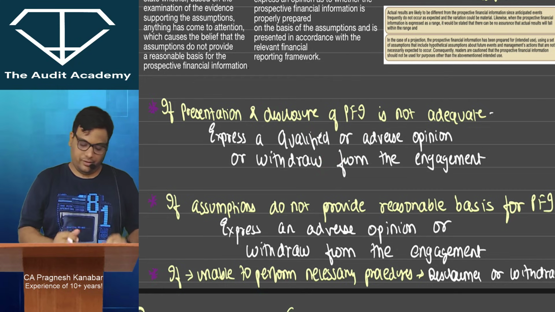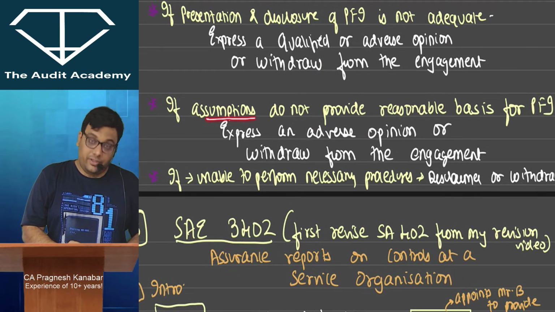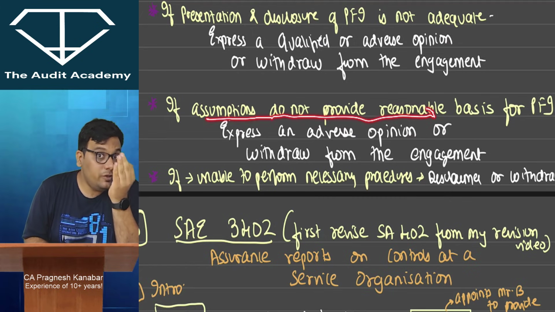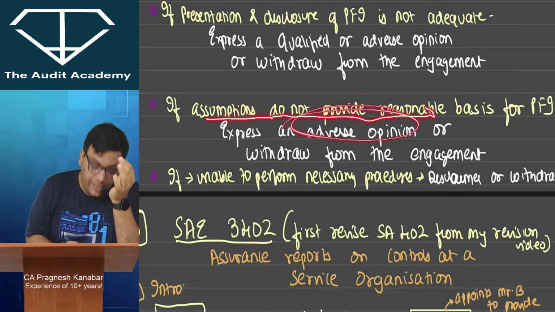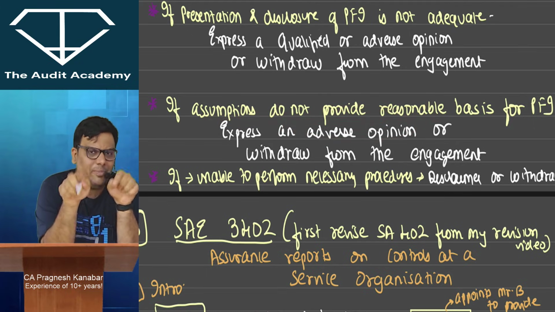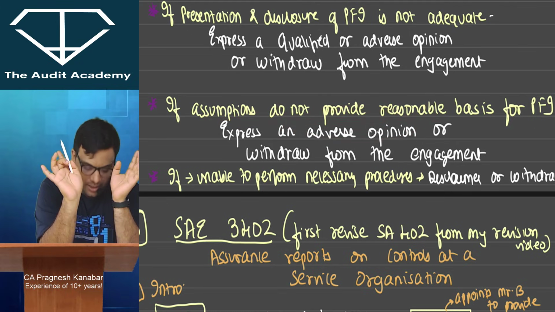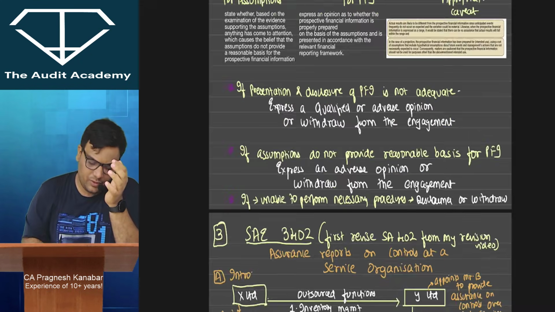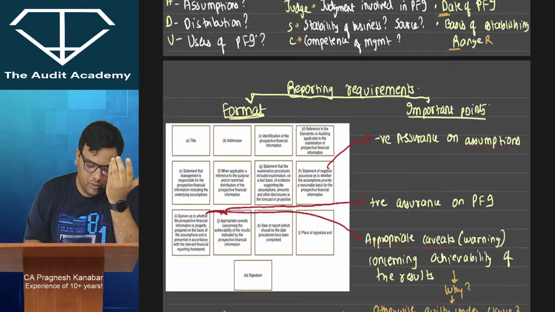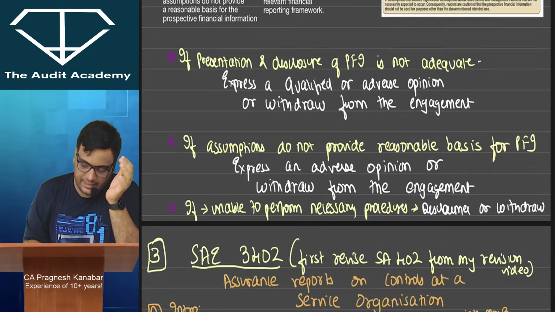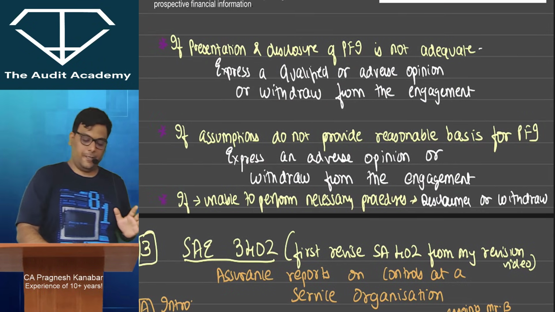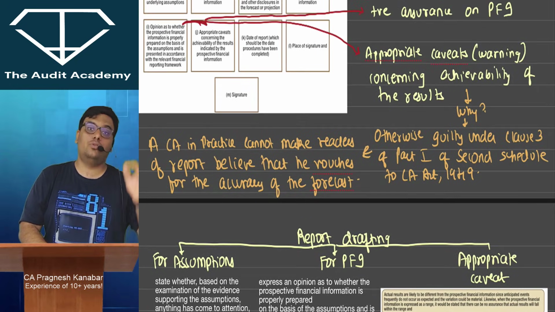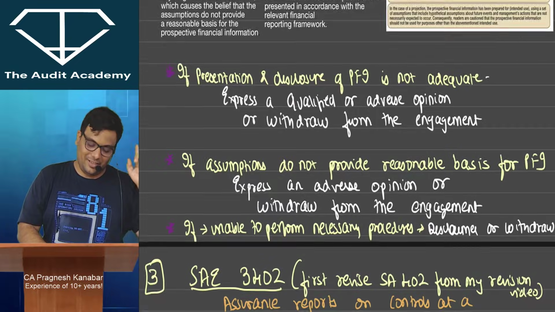Oh my god. Okay. Then over here, if the assumptions do not provide reasonable basis, if the assumptions itself are misleading, then straight away adverse opinion. Remember this, full application based, or withdraw from the engagement. Okay. If you are unable to perform necessary procedures, whatever procedures I have given over here, then straight away they are saying disclaimer of an opinion or withdraw from the engagement. All right. So please be careful and follow my notes. Do not use too much of your brains. All right. Yes sir, yes sir, yes sir.